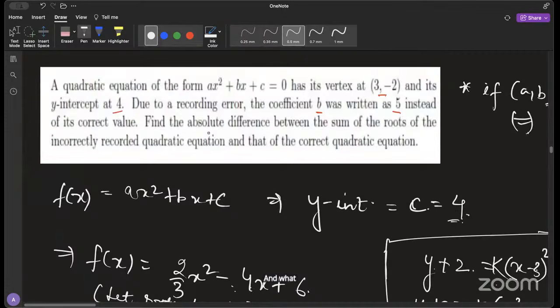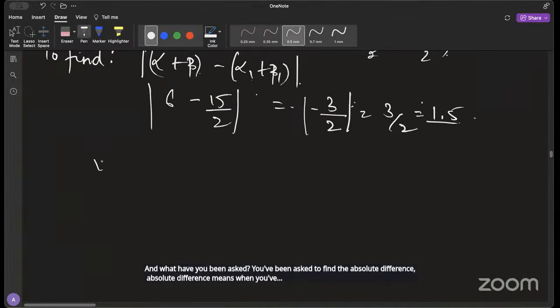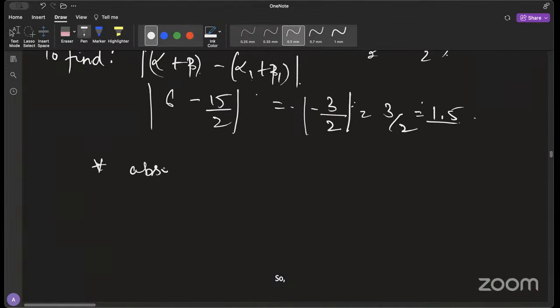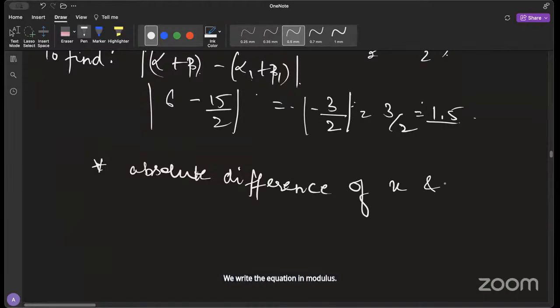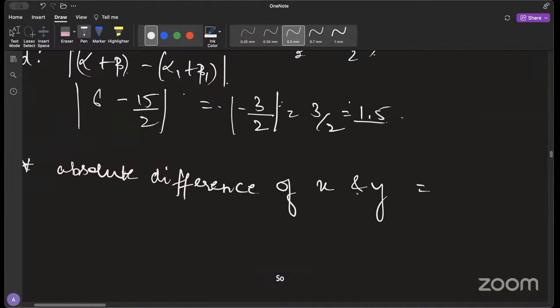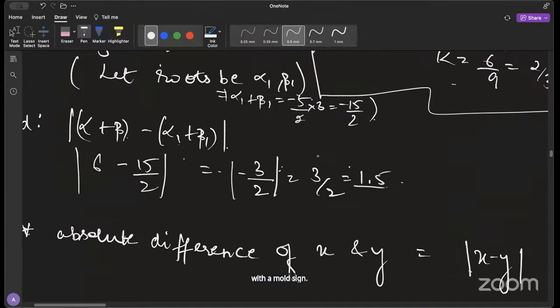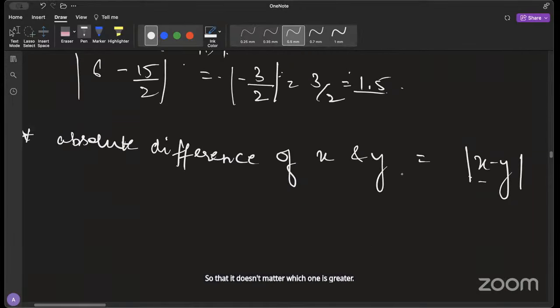And what have you been asked? You've been asked to find the absolute difference. Absolute difference means we write the equation in modulus, the difference of x and y, right? So the absolute difference of x and y is x minus y with a mod sign, so that it doesn't matter which one is greater, right?